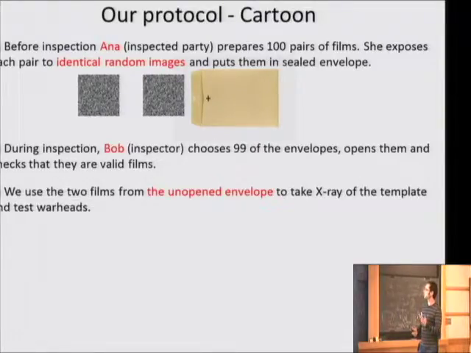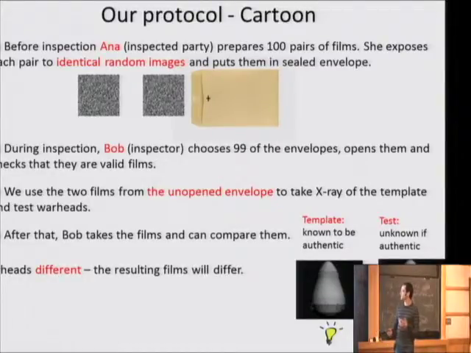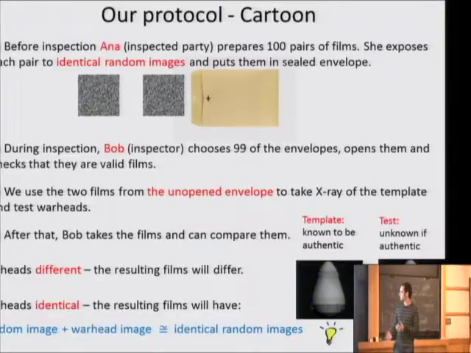And then we take the two films from the unopened envelope that Bob didn't see, but now he's pretty confident that there are two valid, identical films inside it. Then you take an X-ray of the template and the test warhead, and now Bob can compare the films. If the warheads were different, what you get is a superposition of the random image and the image of the warhead. So if they were different, the resulting films will differ. If they were identical, the resulting films will have the random image plus the warhead image, so it's supposed to be roughly an identical random image.